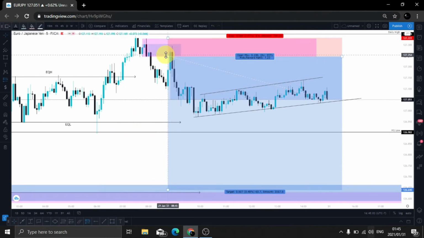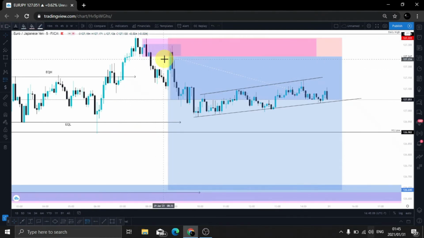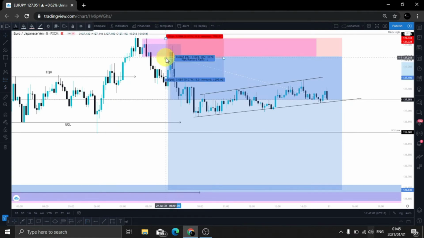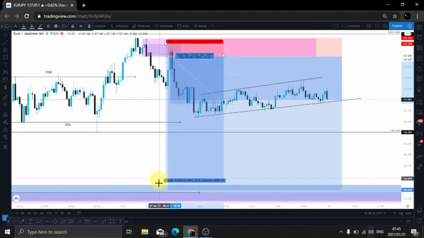I love taking M1 time frames, guys. M1 trades. So we'll just adjust this one to this level, and our stop loss being just over here. So our stop loss over here is 5.5. Then our take profit being over here, same take profit.